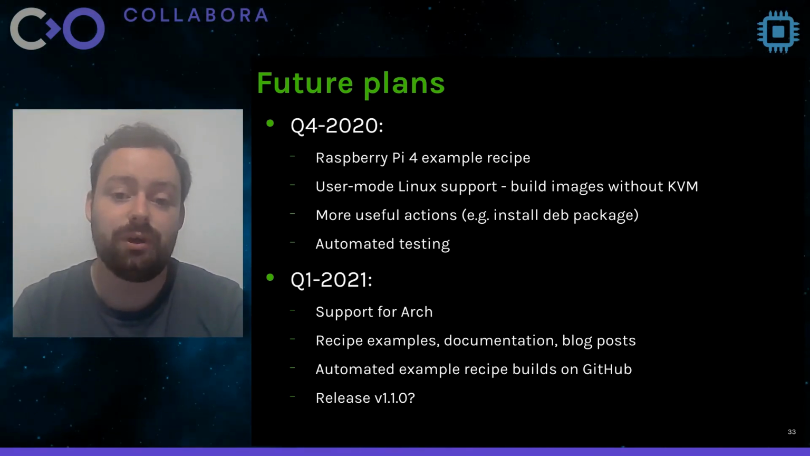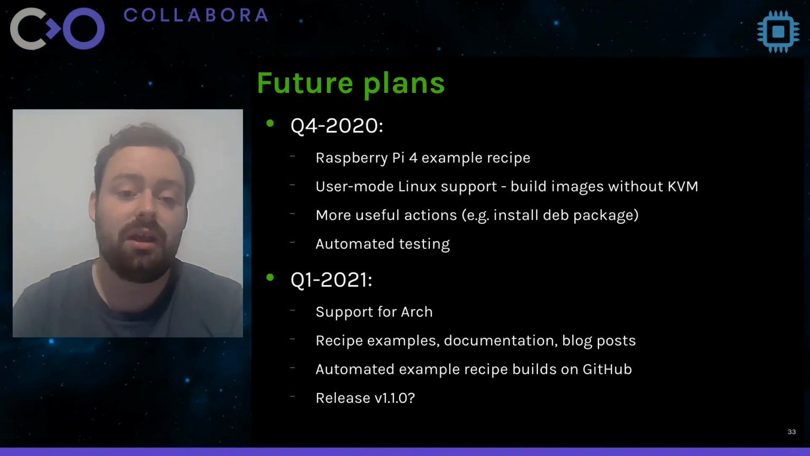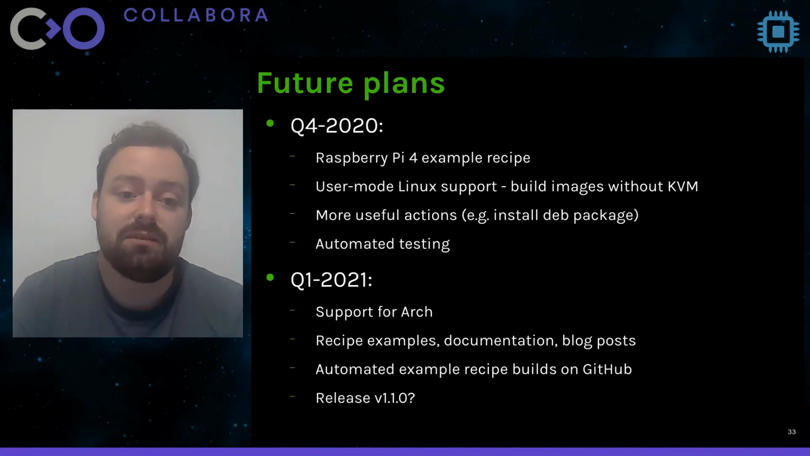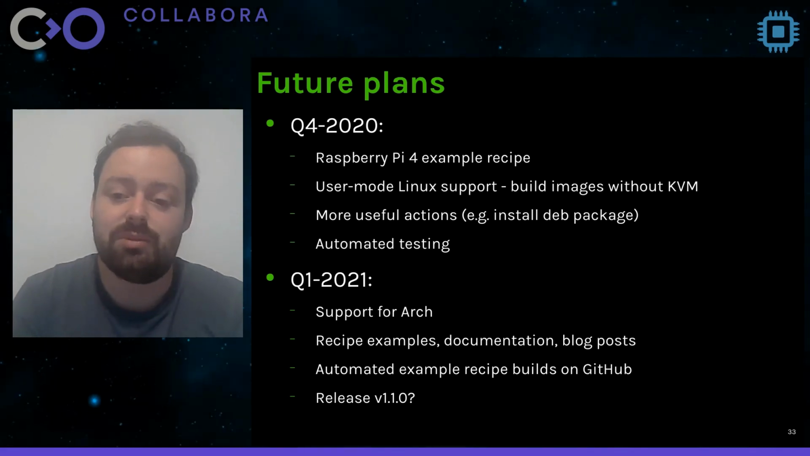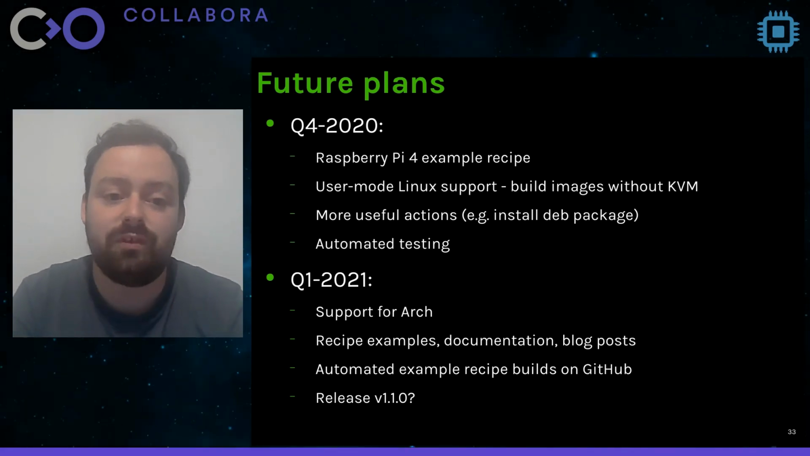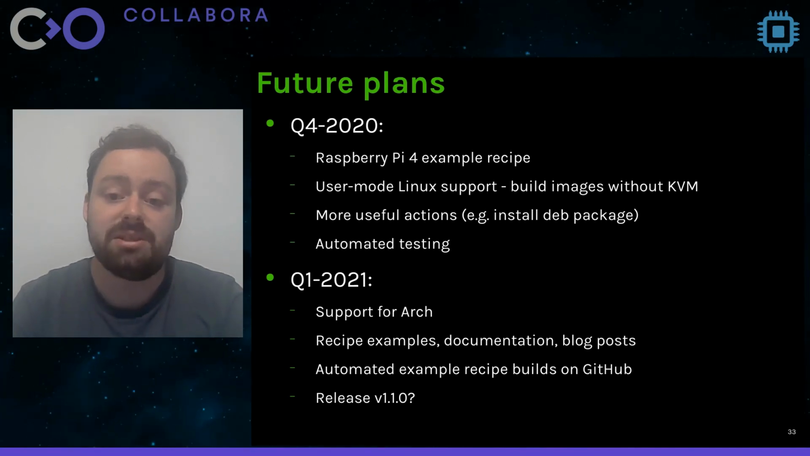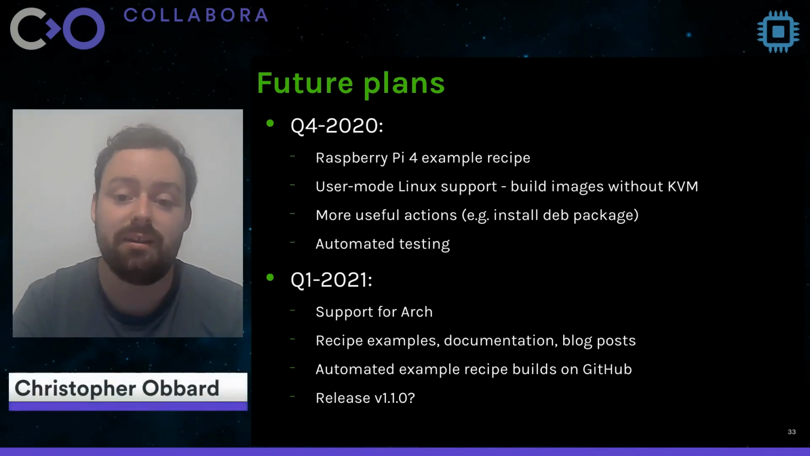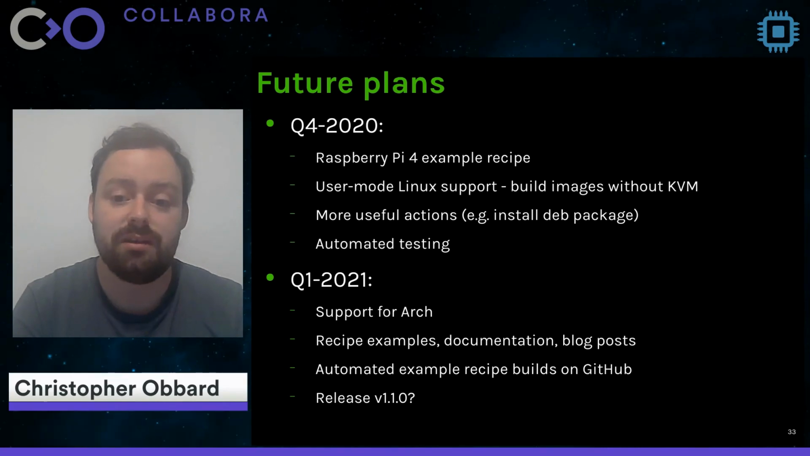This is quite useful because by default most cloud providers don't allow you access to run nested virtualization. We want to have some more useful actions, so you want to be able to install a Debian package from a file, for instance. We want to have automated testing in place so that every push to Debos doesn't break any recipes or break any customer projects, really.